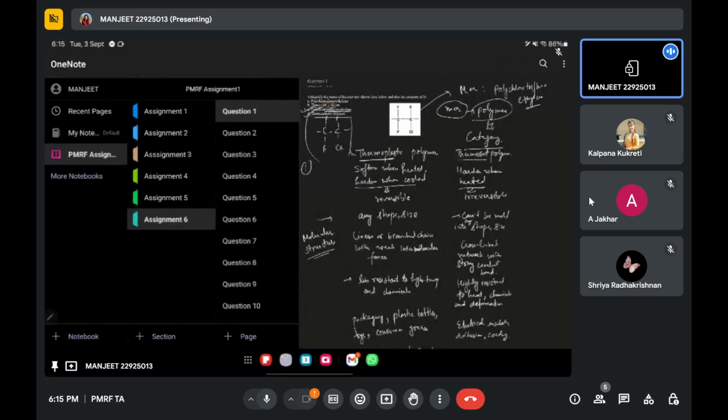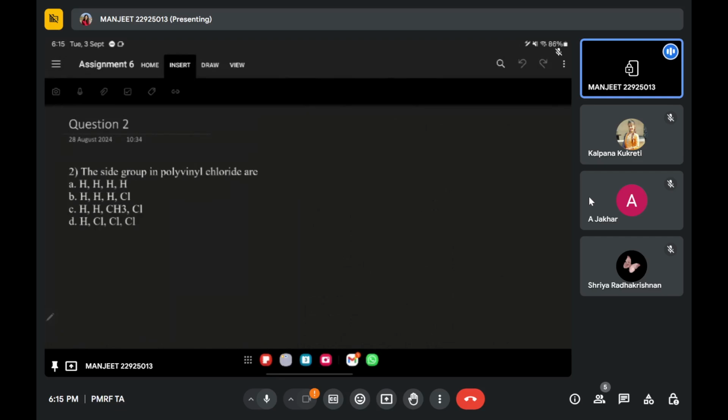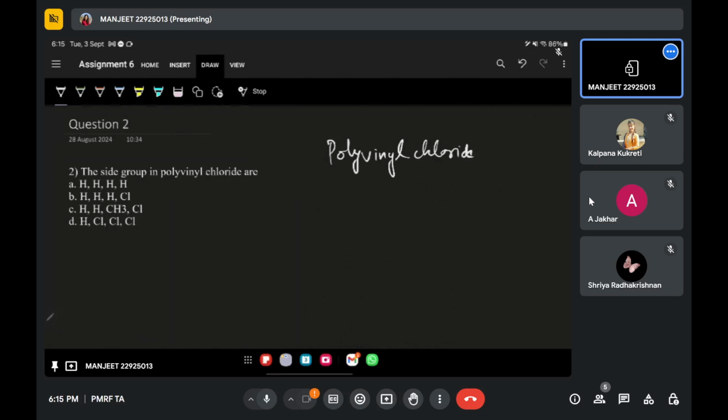Question number 2. So the side group in the polyvinyl chloride are... What are the side groups of the polyvinyl chloride? Because what is the polyvinyl chloride? What is the vinyl chloride first?